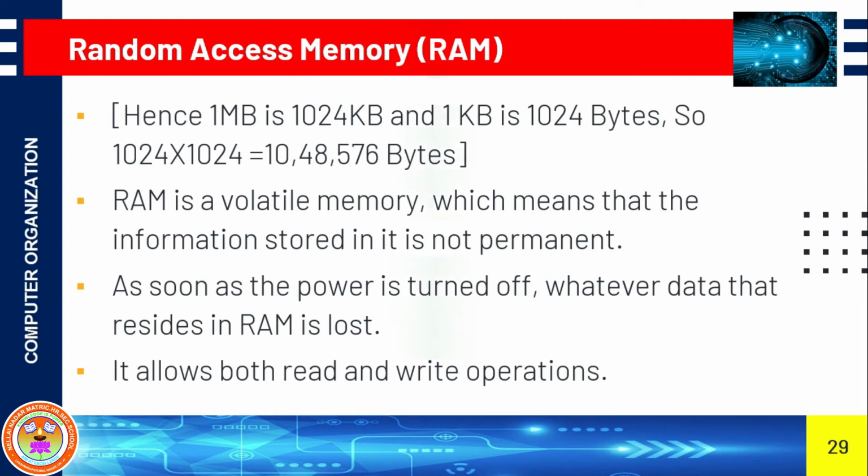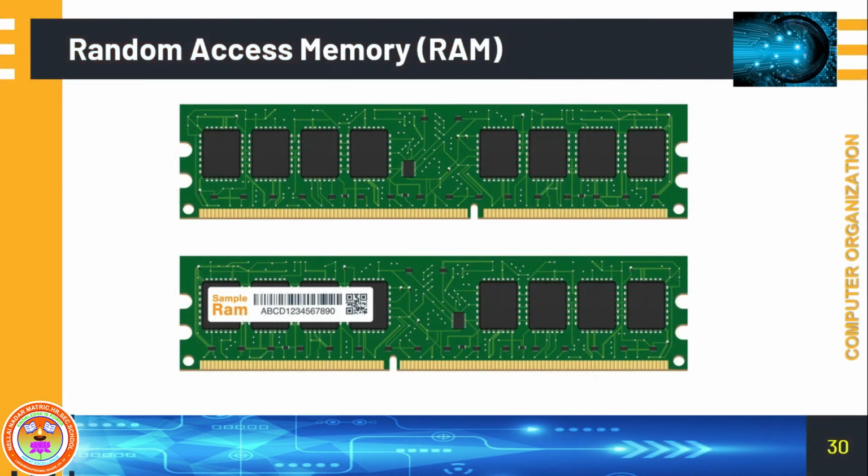Next topic, what are the types of RAM? Before we see the types of RAM, this is the structural representation of RAM. RAM looks like that. This RAM is inserted inside the CPU. This is the top position, this is the bottom position. You just insert it in the RAM slot. The motherboard in the CPU already has a slot, and using the slot you can insert the random access memory.